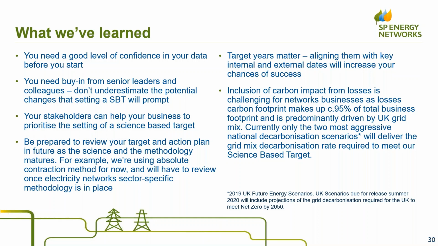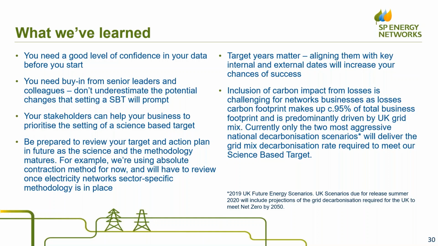And finally, this is one for electricity networks companies and potentially a little bit for gas. The inclusion of carbon impact from losses is quite challenging for networks businesses. So electricity lost from the network obviously has a carbon intensity to it, and that carbon impact makes up around about 95% of our total business carbon footprint. But it's predominantly driven by UK grid mix, so the amount of renewables that are on the grid, which we do have some influence over.